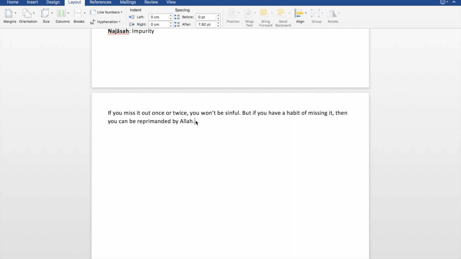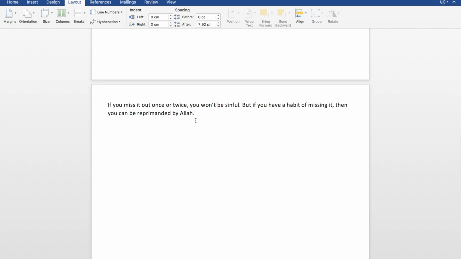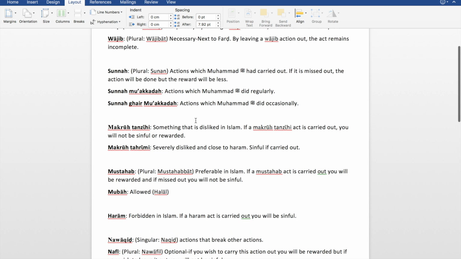Okay, so just to summarize, if you miss it out once or twice, you won't be sinful. But if you keep on missing it out and it starts to become a habit, then that's a problem. Then maybe Allah can punish us, or we can be reprimanded by Allah. Allah can take us to task for why we missed it. Okay, so that's very important to clarify.